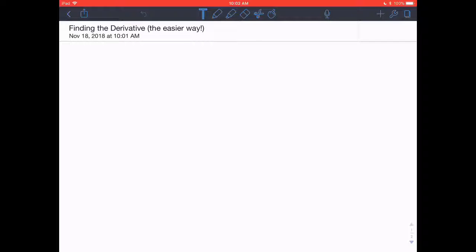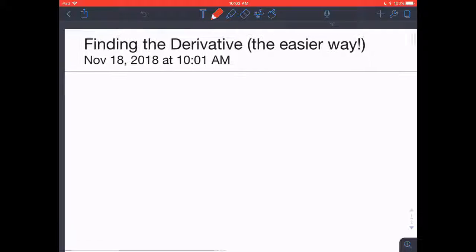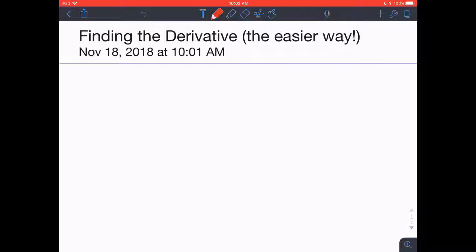Hi everyone, so last week we went over the harder way, I guess, to find the derivative. That way will always work, but this week we're going to go over the easier way that will save you a little time when finding the derivative. So the way to find it is, there's a formula kind of, or an expression. It's n times x to the n minus 1. Now n is the power of x.